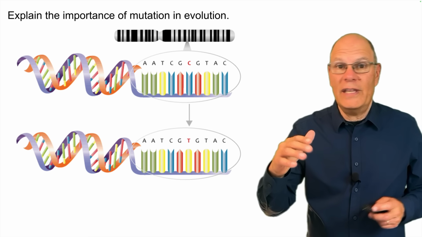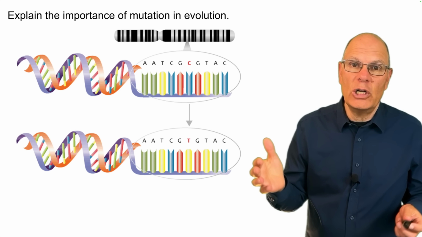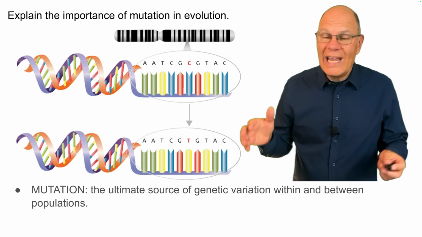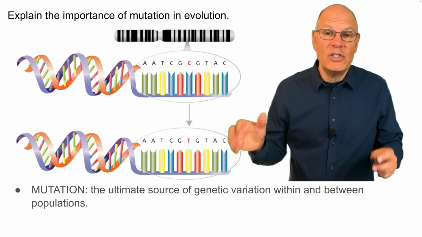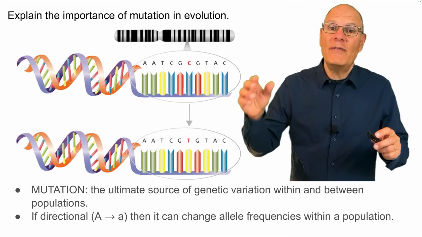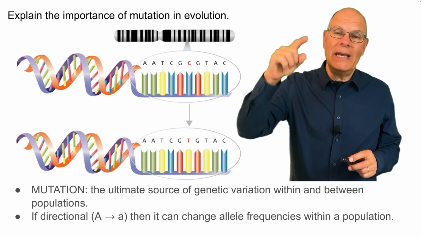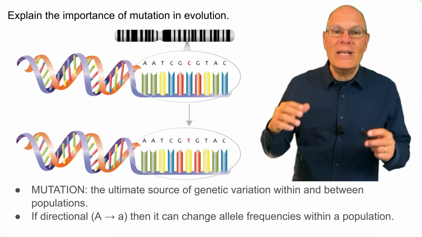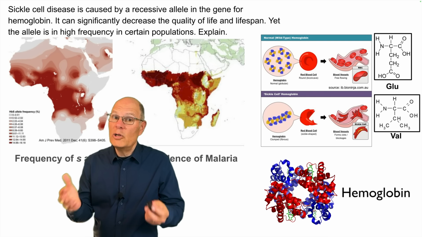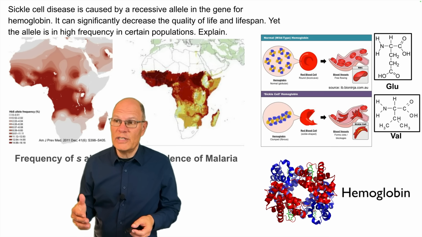Mutation is one of the conditions that violates the Hardy-Weinberg equilibrium. So what's its importance to evolution? Mutation is the ultimate source of genetic variation within and between populations. And if it's directional, if allele big A tends to mutate to little a, then it can change allele frequencies within a population. Here's a population genetics illustrative example.